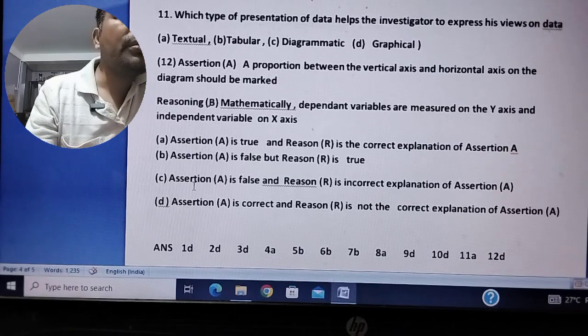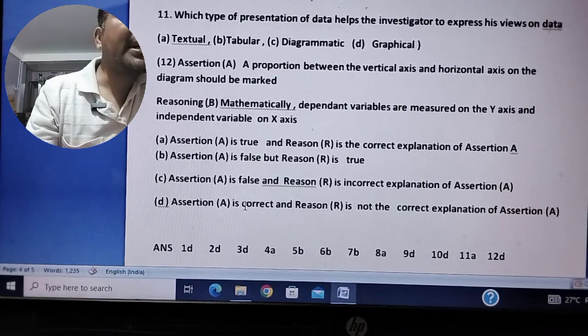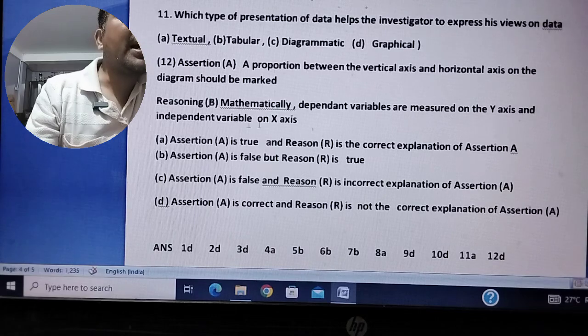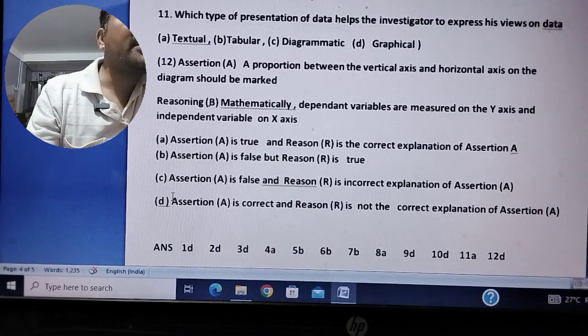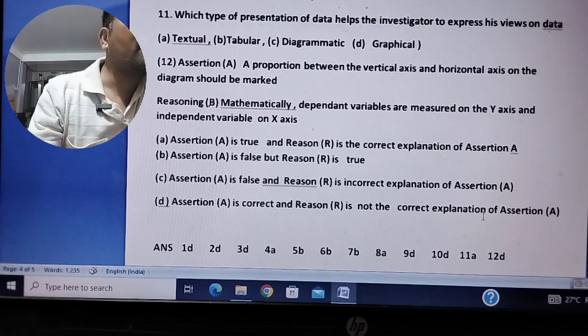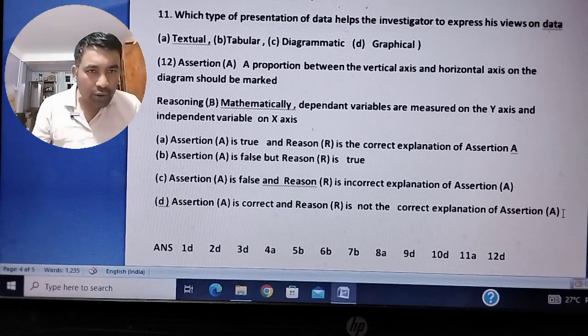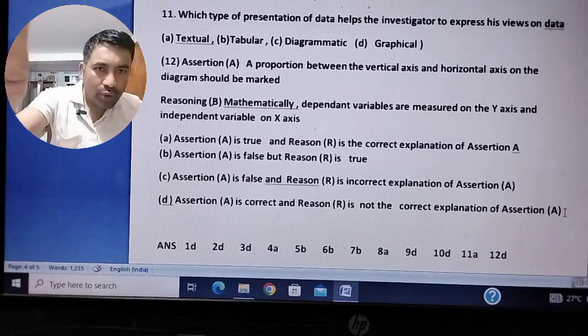So the right answer should be: assertion A is correct and reasoning R is not the correct explanation of assertion A. Okay, reasoning R is not the correct explanation of assertion A. So the right answer is D. Assertion A is correct, but reasoning R is not the correct explanation of assertion A. So these are the 10 important questions.